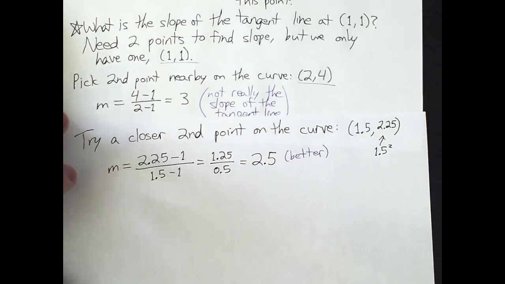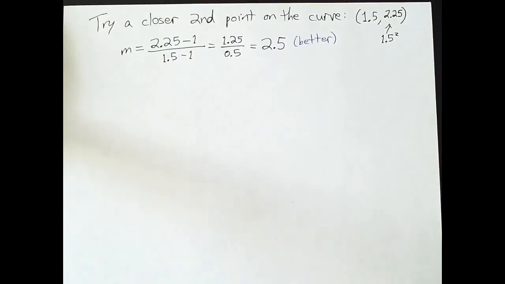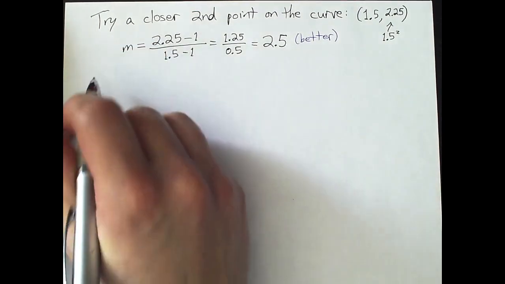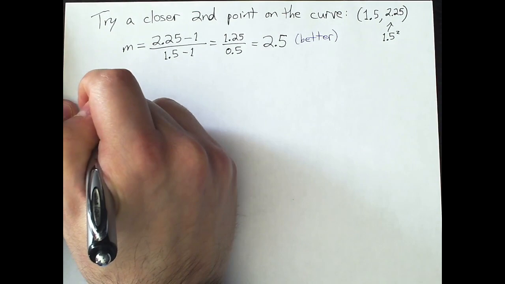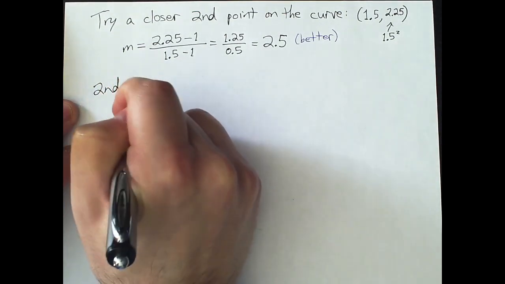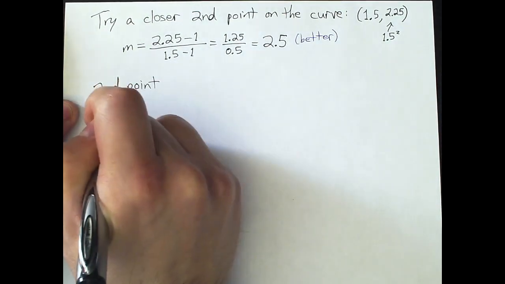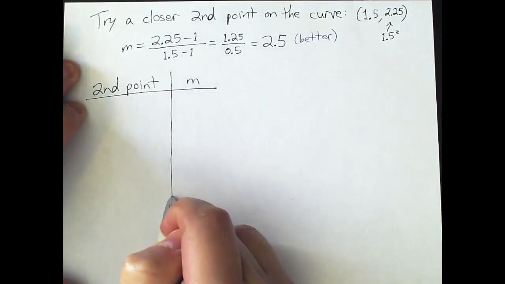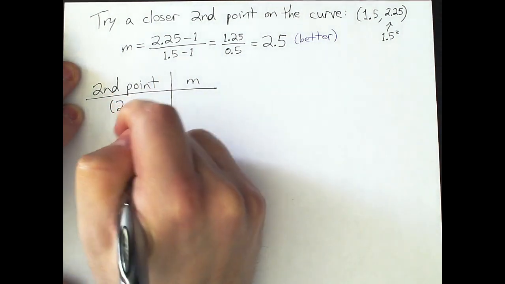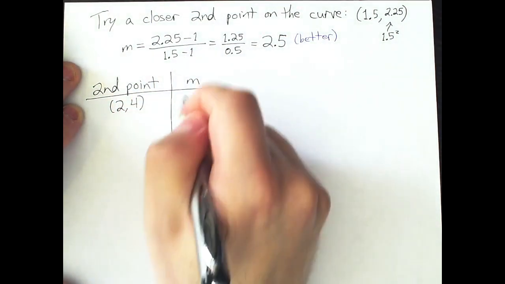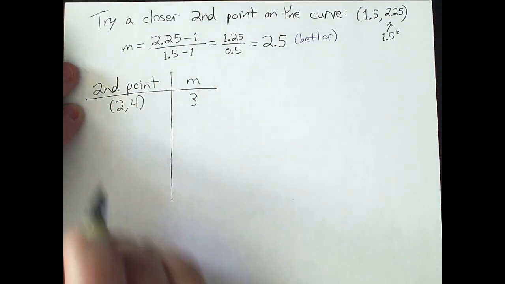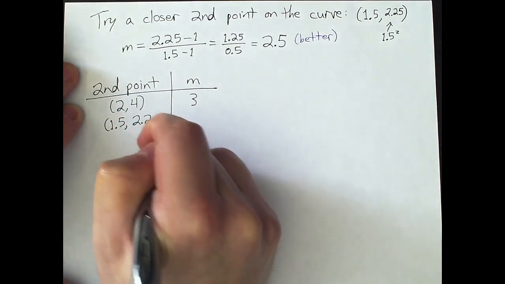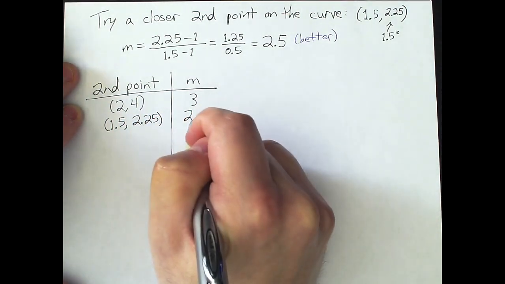So here's what we're going to do next. What if we tried a second point that's even closer? I have a little table to show you. I've already calculated these. Remember that our first point of interest was 1 comma 1. We need a second point in order to calculate slope. So here's a little table of some points that I tried. Well, we already talked about 2 comma 4. We found a slope of 3. We talked about 1.5 comma 2.25, and we found a slope of 2.5.